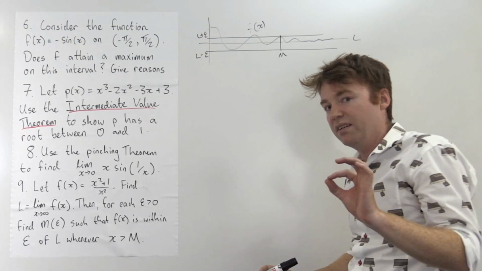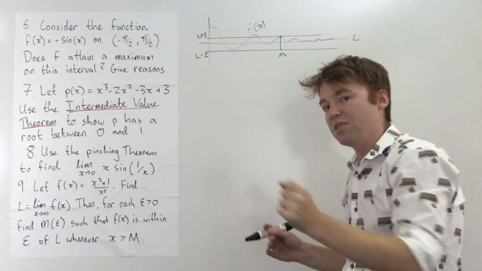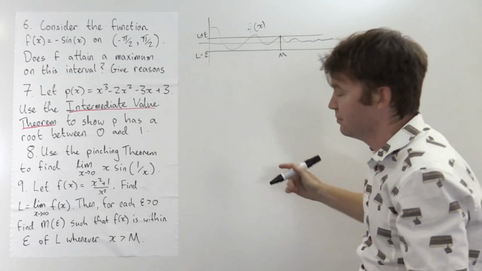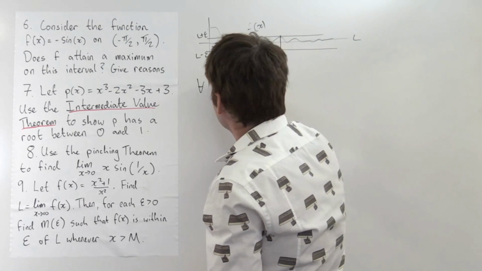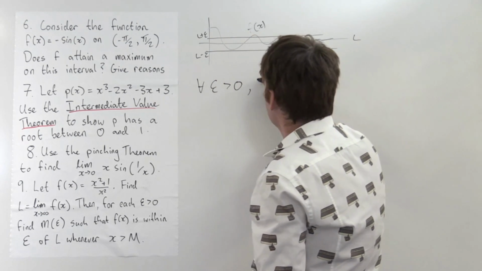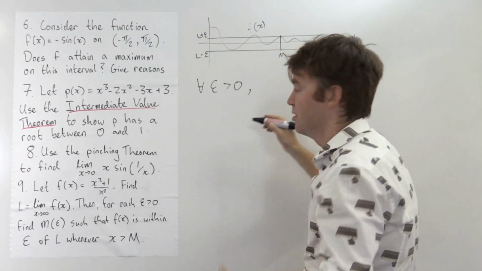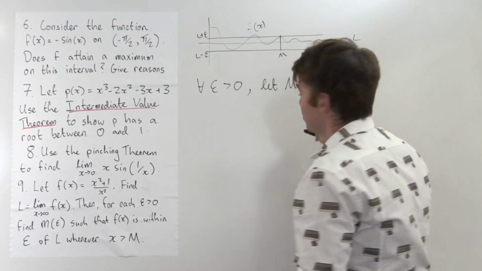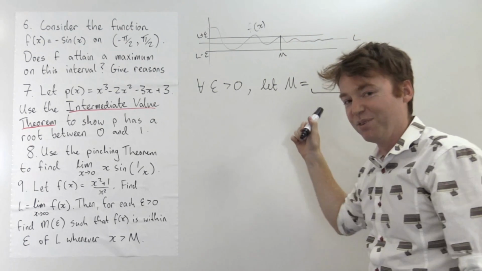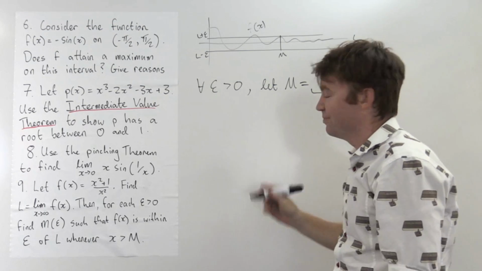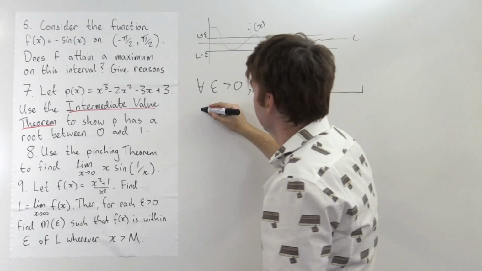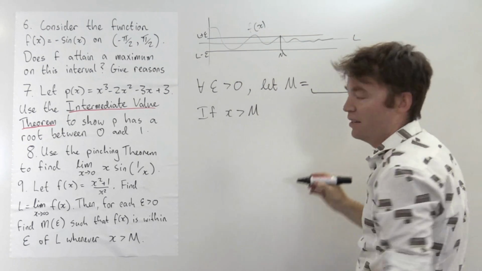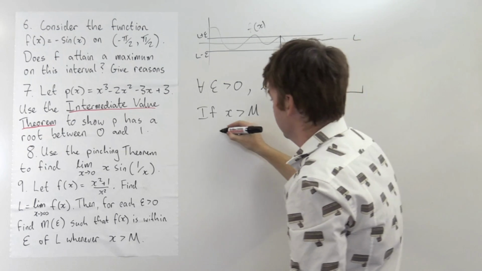So this is a game you play. Your enemy specifies some epsilon, which might be small. You have to come up with the m that puts the function in the sausage. That's the game. For all epsilon greater than 0, which is some unknown thing that your enemy has chosen, let m be equal to something. I don't know what this is yet. I'm going to find it. For the moment, this is the structure. If x is bigger than m, then my function is supposed to be close to its limit.